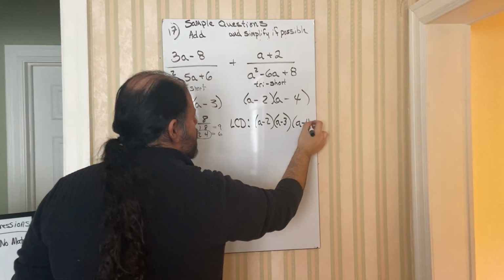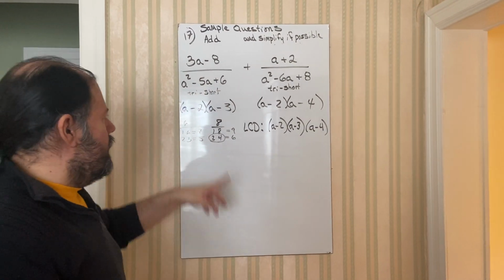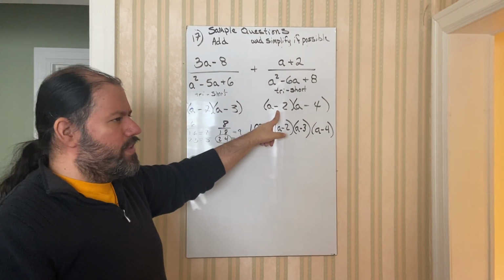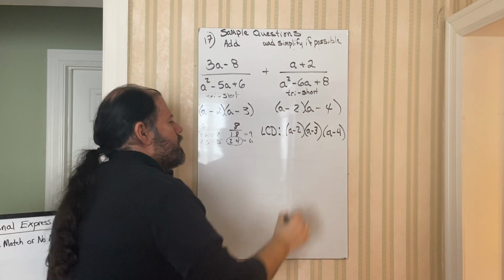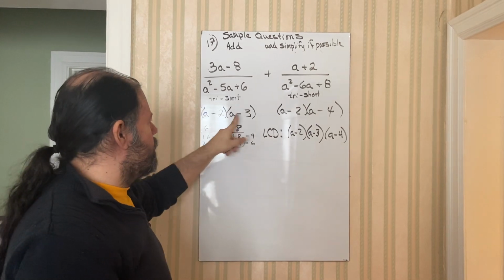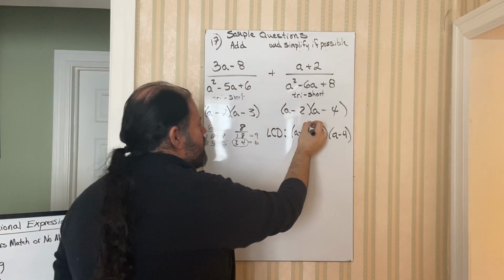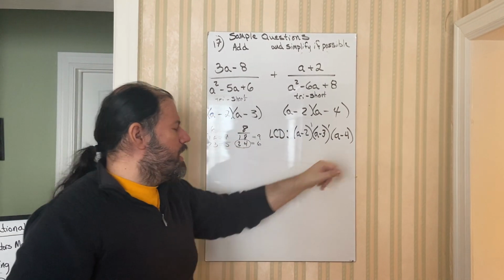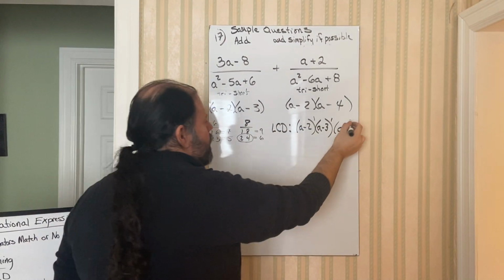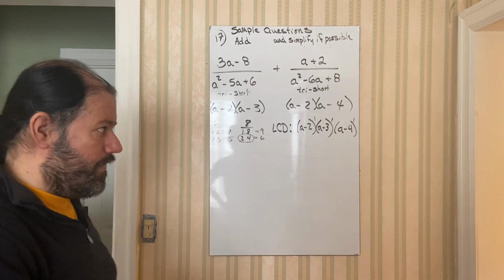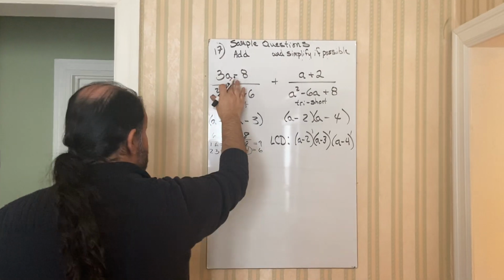And then you're going to do the versus game. A minus 2 here, a minus 2 here. 1 versus 1, 1's the greatest amount. So put a little 1. A minus 3, 1 versus 0. We still need 1. A minus 4, 0 versus 1. Again, the highest amount is 1. So that's my LCD.